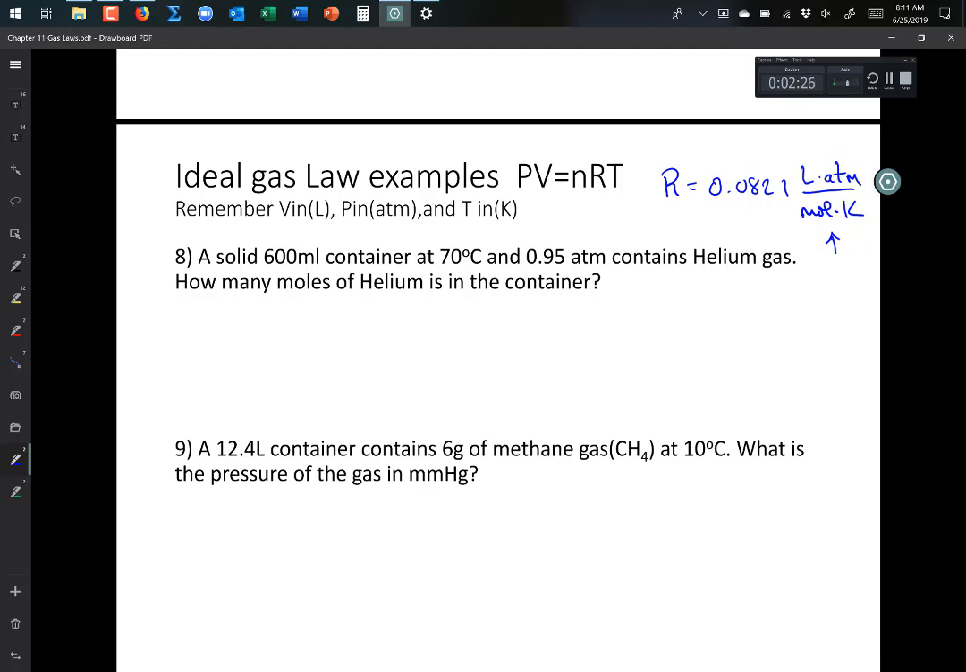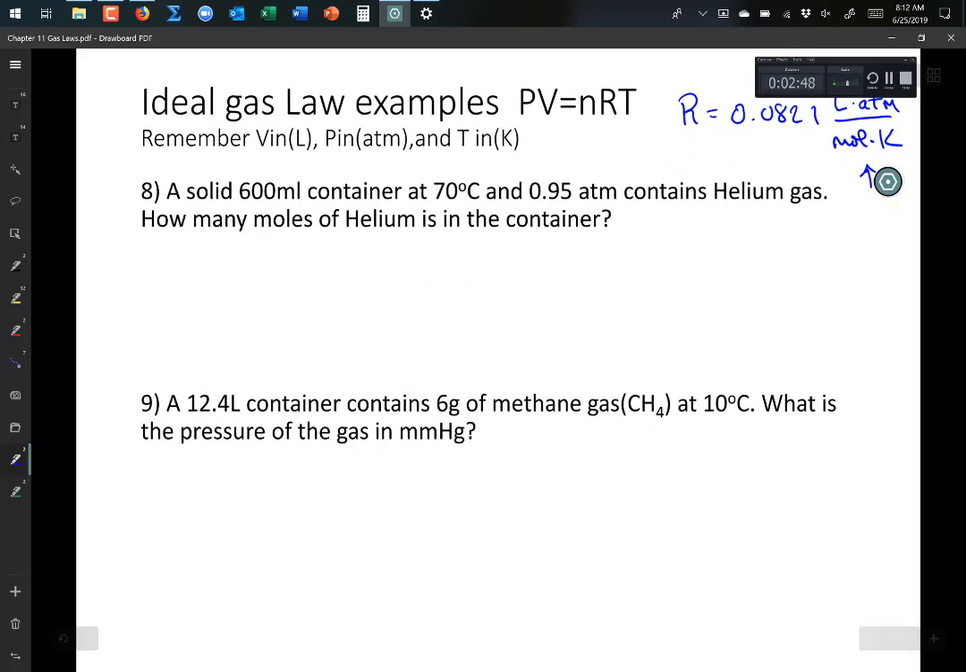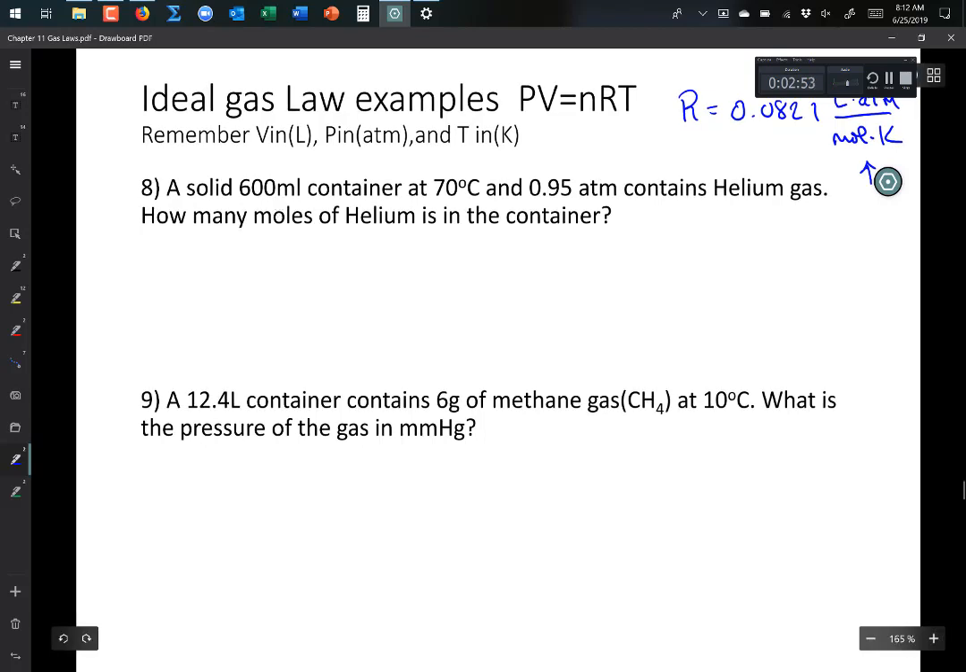Okay? So it says a solid and I don't know why it says a solid, but it does. A 600 milliliter container at 70 degrees Celsius and 0.95 atmospheres contains helium gas. How many moles of helium are in the container? So let's look at the equation. All right. I have a P, a V, an n, and a T, and R is already given.